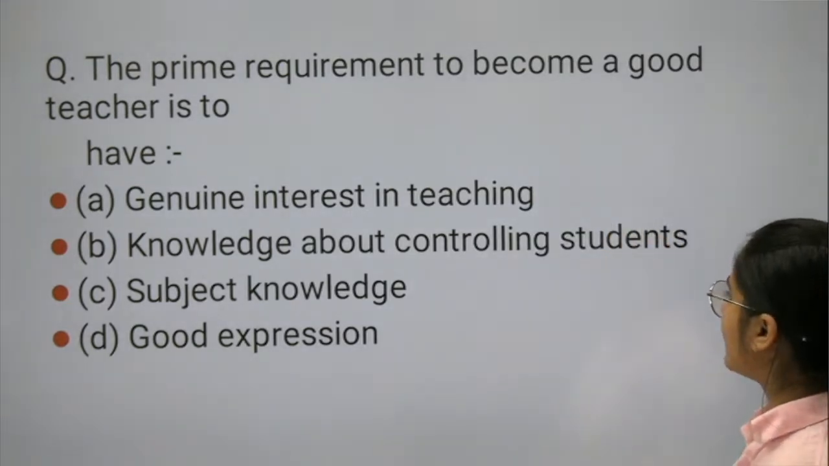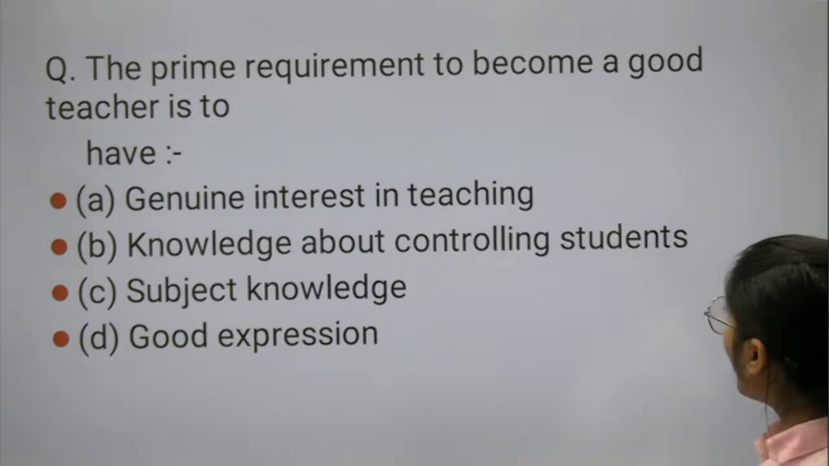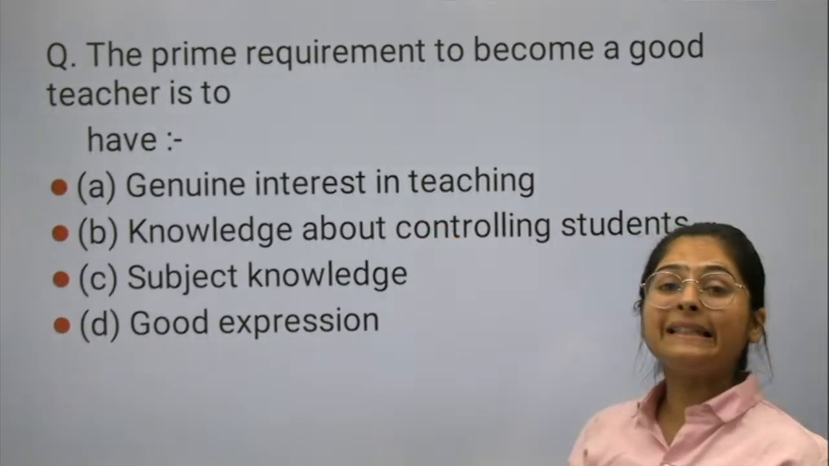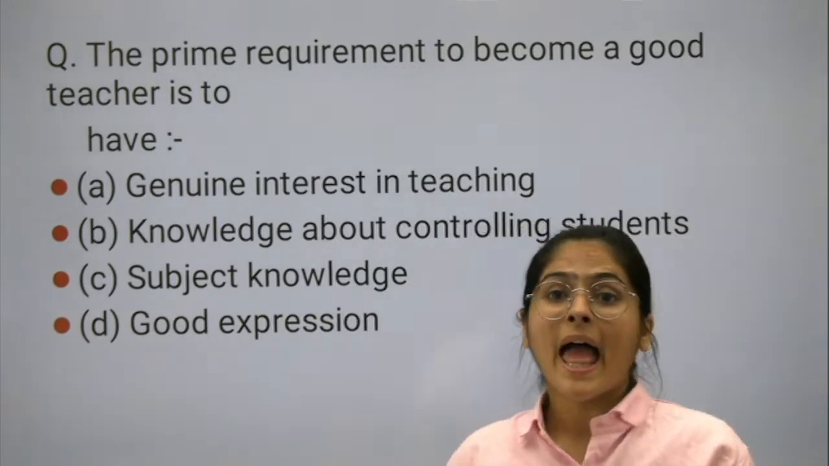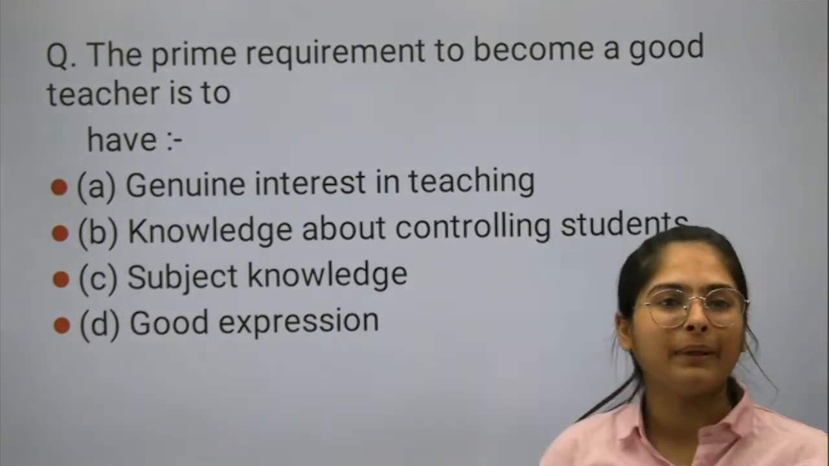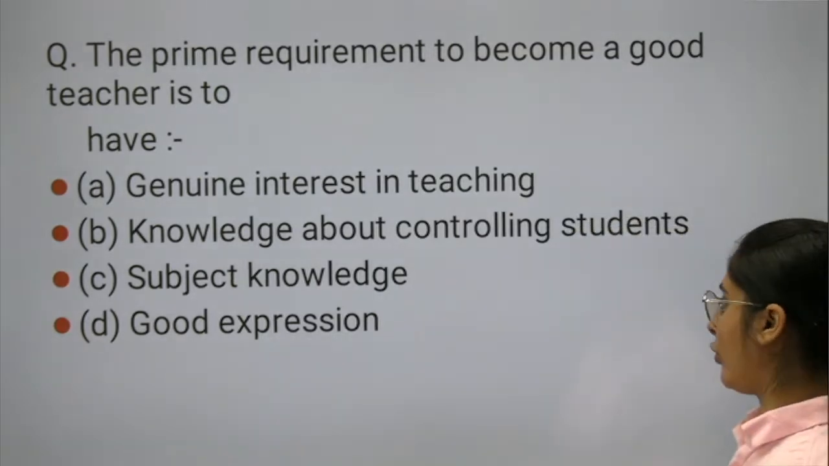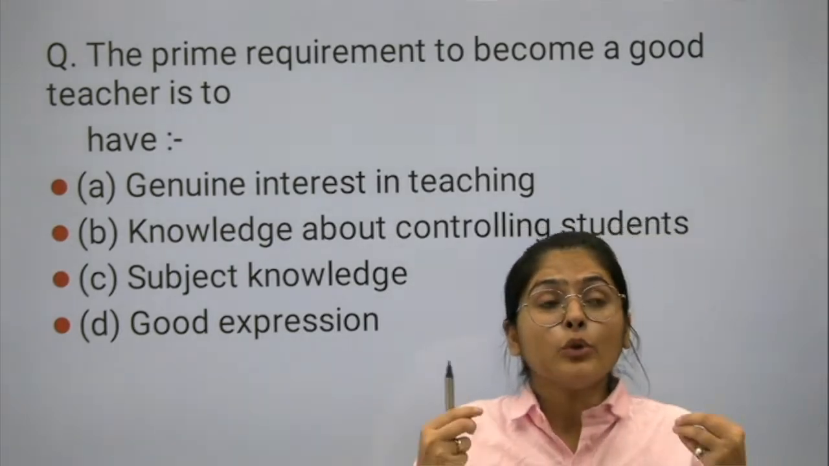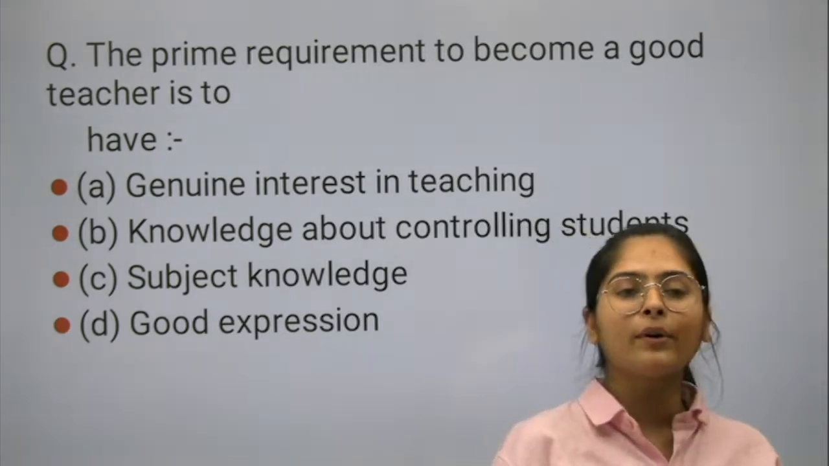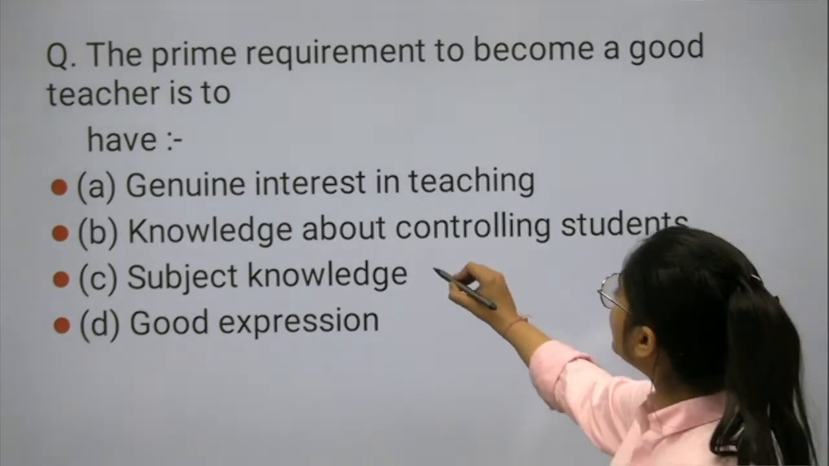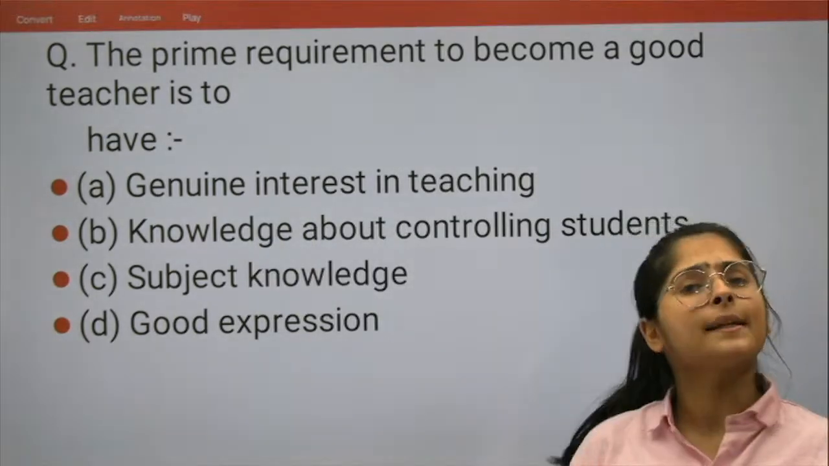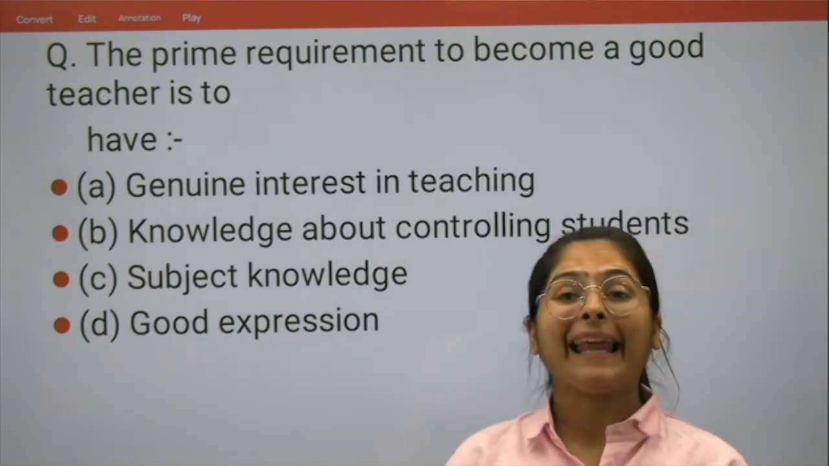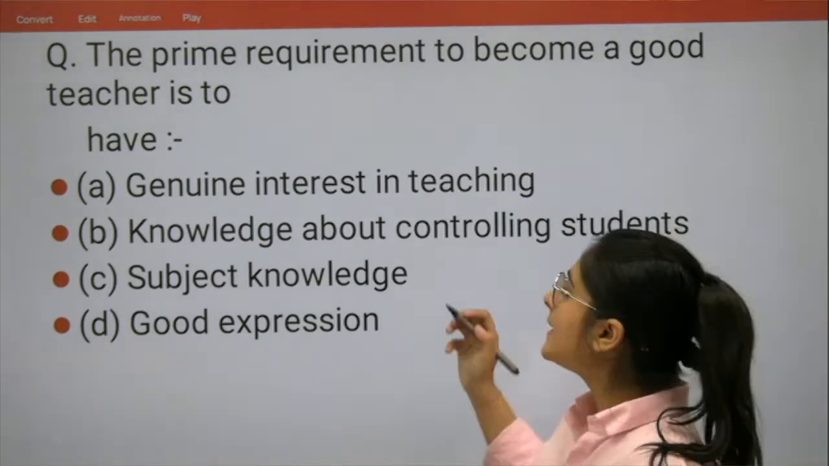Let's come to the next option, knowledge about controlling students. Oh my god, the word controlling. Focus on this word controlling. This is a highly negative term when it comes to classroom management, and this option is completely eliminated. Then this is subject knowledge. I feel this is the most important thing. If you have good communication skills but you don't have subject knowledge, what will you deliver in the lecture? So from my side, the most important option is subject knowledge. And the last is good expression. A good expression can be held by anyone in any profession. So the most suitable answer is subject knowledge.